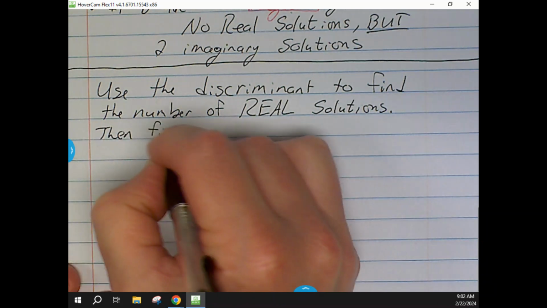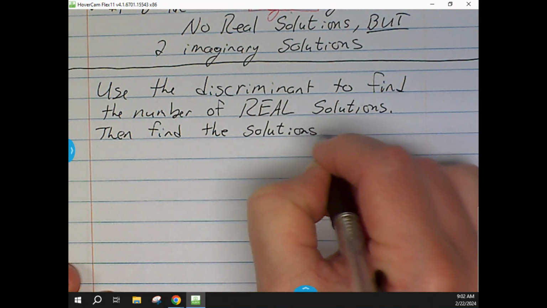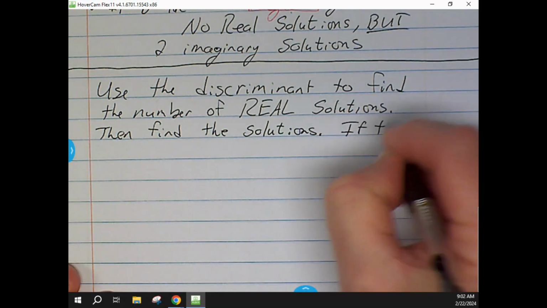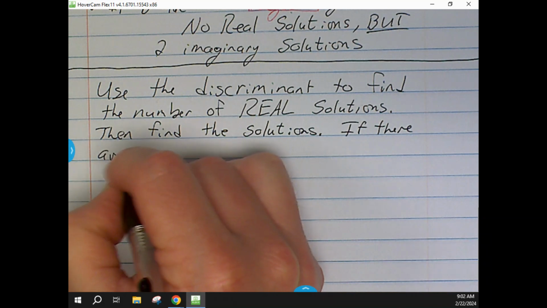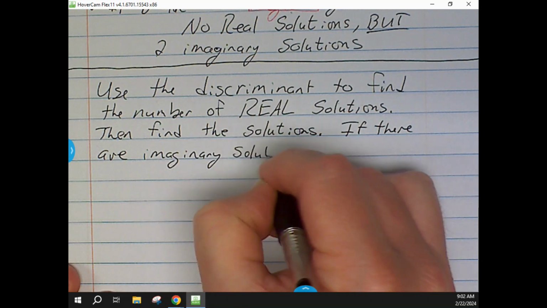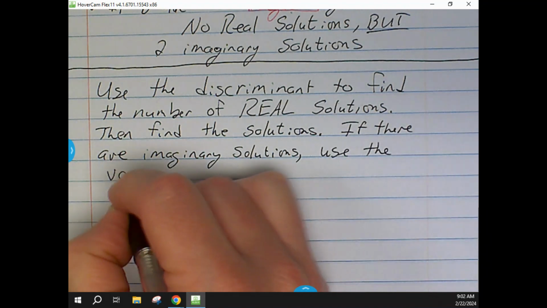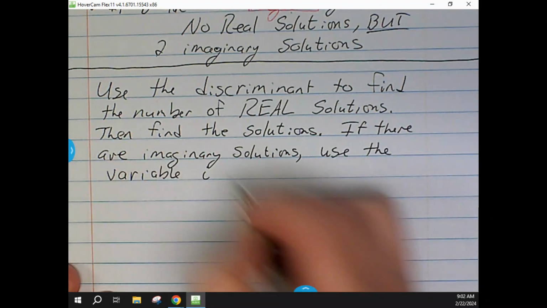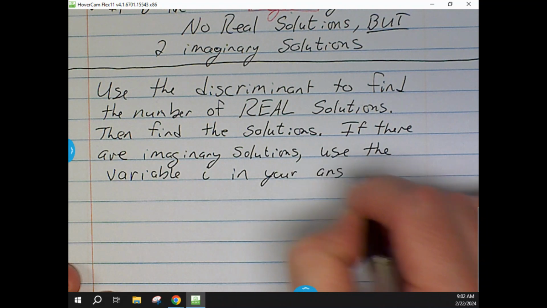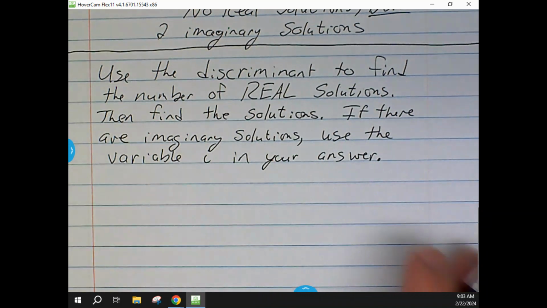And then we're going to find the solutions. Okay, and again, for this part, we're going to say that if there are imaginary solutions, use the variable i. Okay, and again, that will be kind of the option for that one.